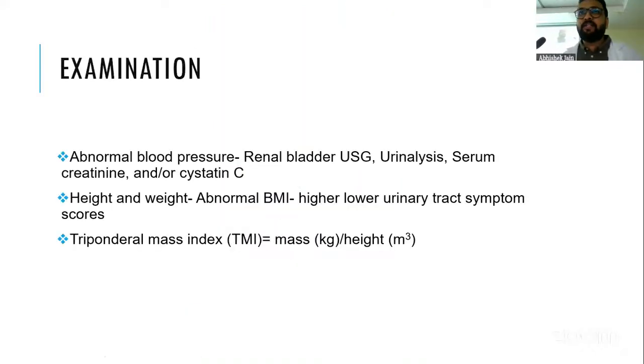Coming on to the examination, we look for vital signs, and if there is an abnormal BP reading, we can go for appropriate investigations like renal sonography, urinalysis, serum creatinine, or cystatin C. We measure the BMI because abnormal BMI, low or high, can lead to lower urinary tract dysfunction. Then there is the triponderal index, which is mass upon height in meter cubed.